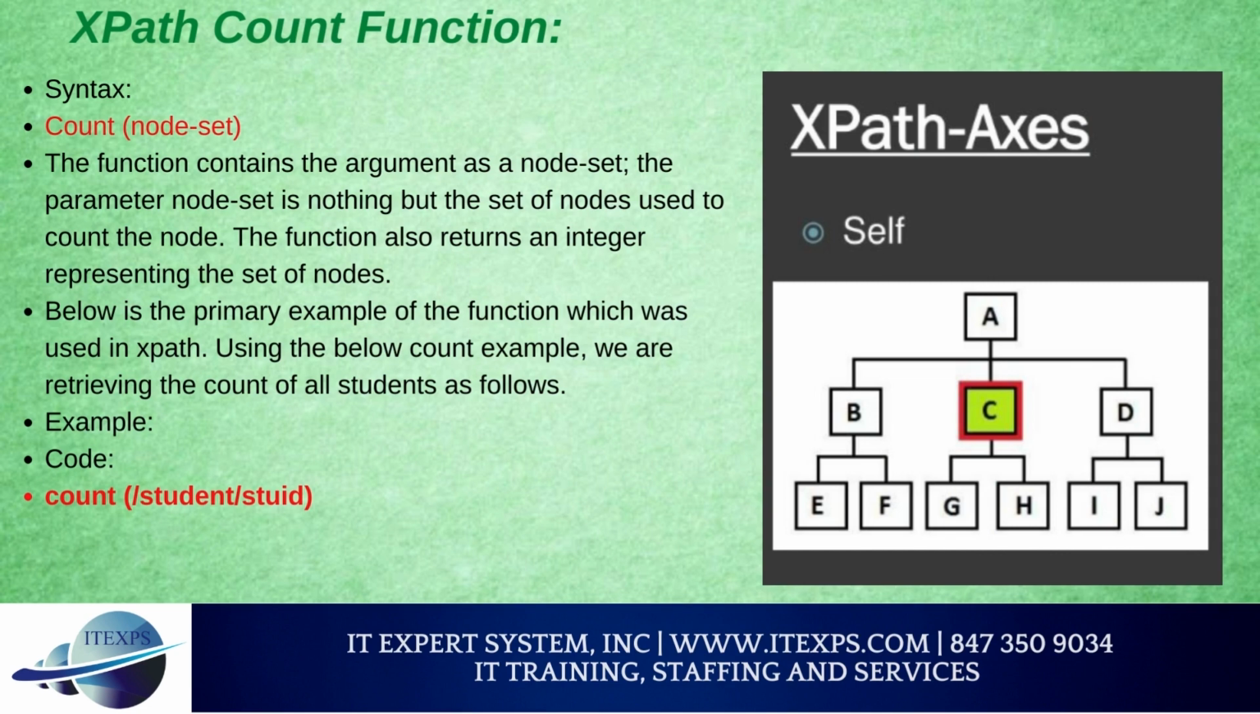XPath count function. The XPath function counts the node number from the set of nodes. Below is the syntax of the function. Syntax: count(node-set). The function contains the argument as a node set. The parameter node-set is nothing but the set of nodes used to count the nodes. The function also returns an integer representing the number of nodes. Below is the primary example of the function used in XPath. Using the below count example, we are retrieving the count of all students as follows.